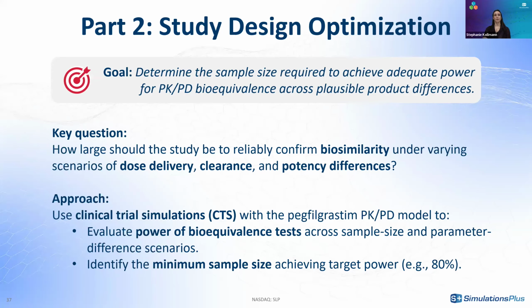Using clinical trial simulations based on the PKPD model, we estimate the power of the bioequivalence test analysis under different parameter perturbation scenarios. And from this, we identify the minimum sample size that still reaches the typical 80% power threshold. So this step translates our mechanistic understanding into practical study design, ensuring the clinical trial is both efficient and adequately powered to confirm biosimilarity.